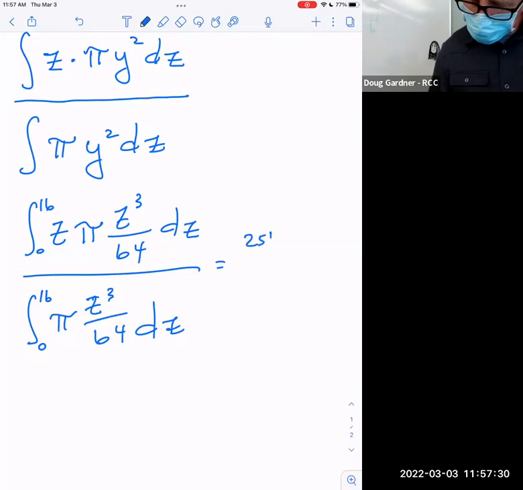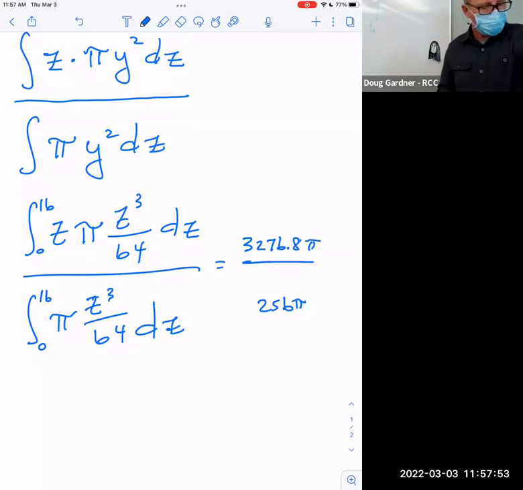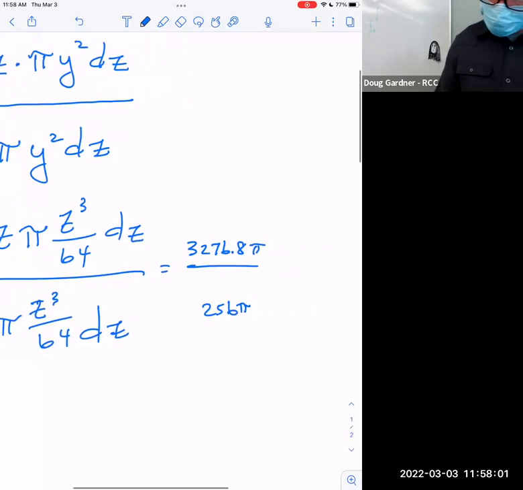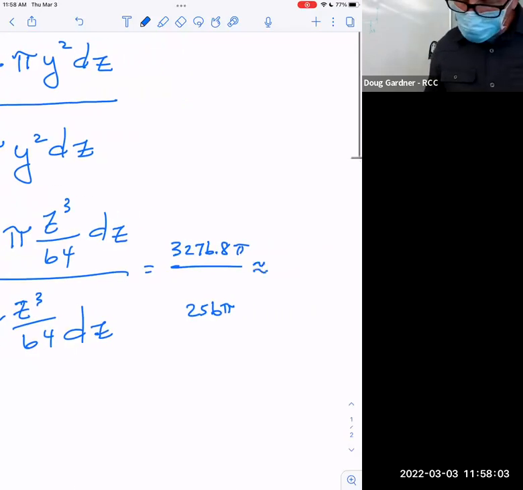I better check this, but it looks like the top, if I took the integral, would be 256 pi. Nope, that's the bottom. And the top is 3276.8 pi. Yeah, that's correct. So we get approximately 12.8 inches.